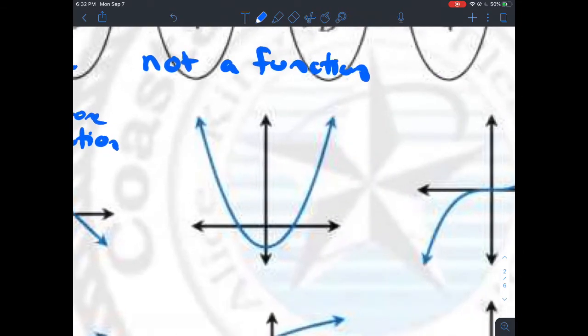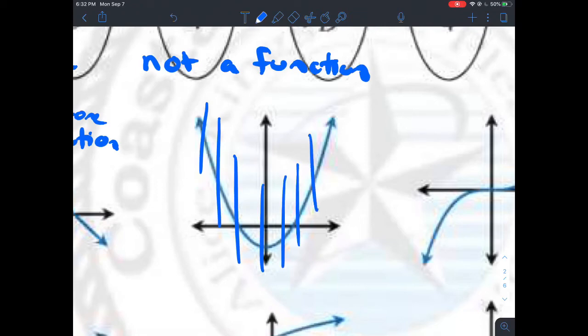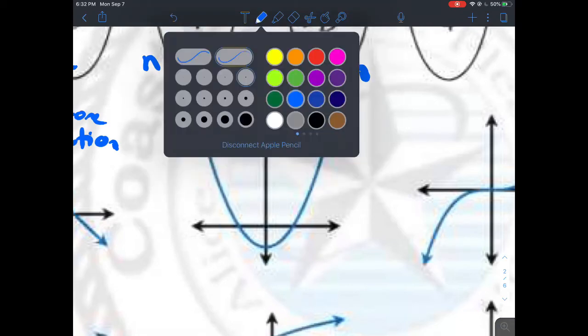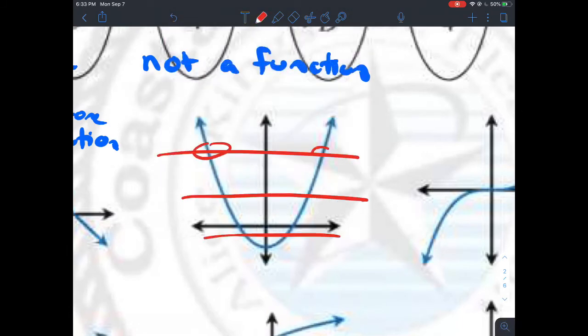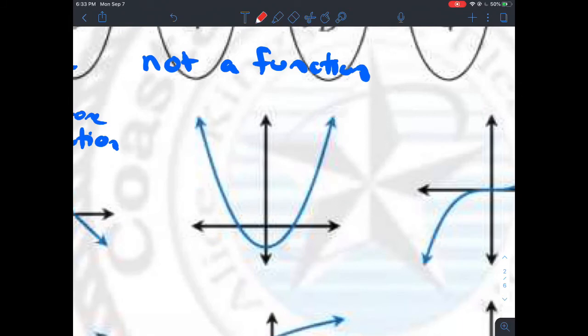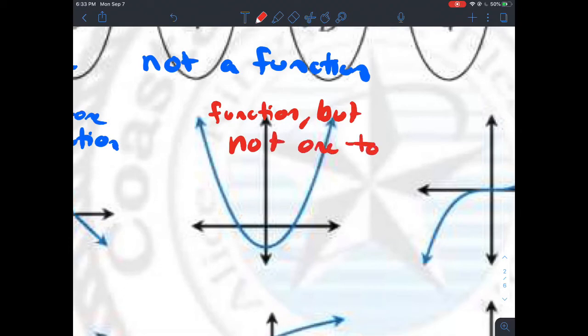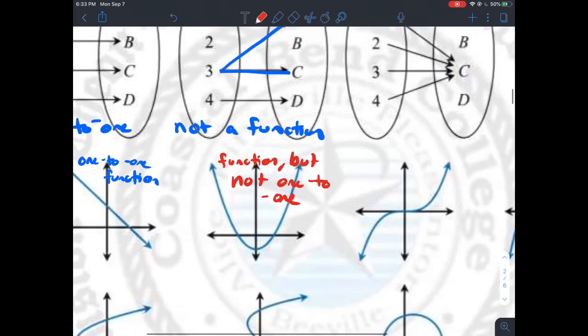All right, let's try this one. So this one's a quadratic, right? First, let's find out if it is a function. So we do the vertical line test. All right, so this one is a function. It passes the vertical line test. Maybe I'll do a different color. Let's see if it is one-to-one. Ooh, this one is not one-to-one. It fails the horizontal line test. So this one is a function, but not 1, 2, 1.